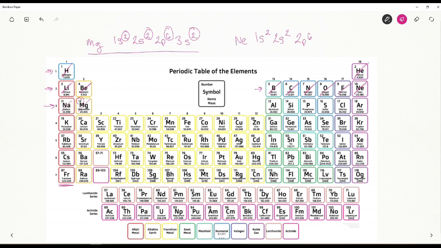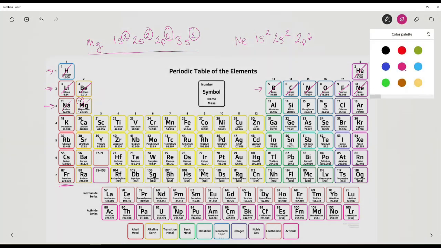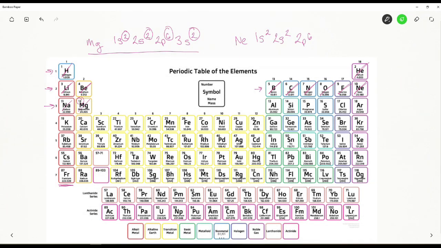Now notice that neon's electron configuration is actually embedded in magnesium. Let me switch colors to make this a little more clear. So you can see that that electron configuration is exactly the same as neon's. So I am going to rewrite the electron configuration for magnesium, and I am simply going to substitute in neon, and then what's left on the outside, that is 3s2. Notice how much shorter that is. This is called the noble gas shortcut.